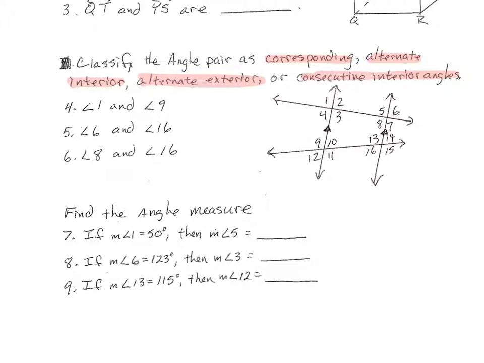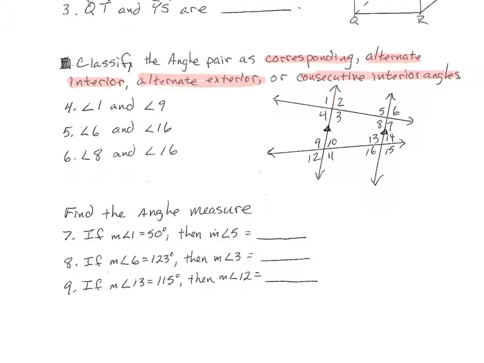So angle 1 and angle 9. Angle 1 and angle 9. One thing we want to keep in mind in all these is that the only parallel lines are these two. These two lines are not parallel. So 1 and 9. Let's erase that.